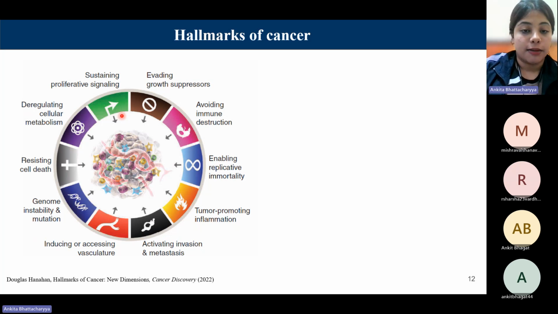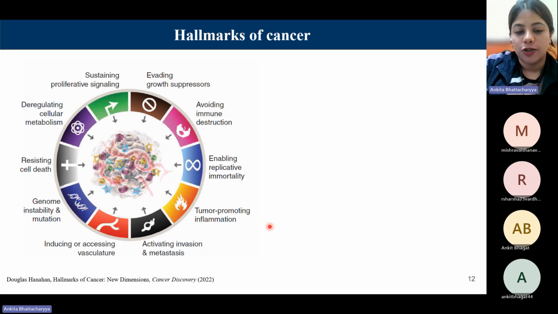Apart from that, avoiding immune destruction, which means that cancer cells don't just have to become cancerous, they have to avoid the immune system of the body, and that helps them acquire the cancerous state much better and survive after becoming cancerous as well.